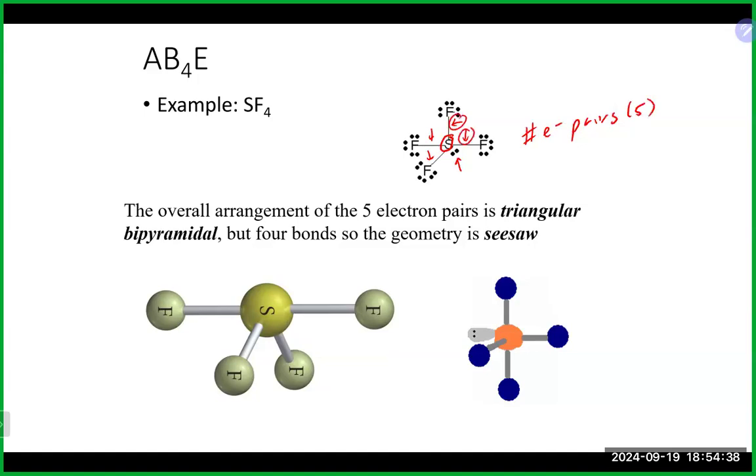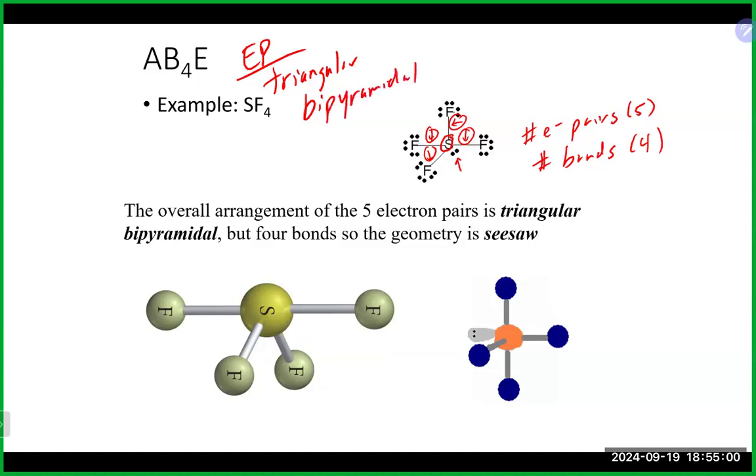Here we have 1, 2, 3, 4 bonds. Once again, our electron pair geometry is still going to be triangular bipyramidal because of the 5 electron pairs that are present. Here again, we have our non-bonding electrons going to kind of go up, causing these guys to come down, these guys to keep some distance, and these guys to keep some distance. This is going to give us a molecular geometry known as seesaw. Seesaw. There we go.